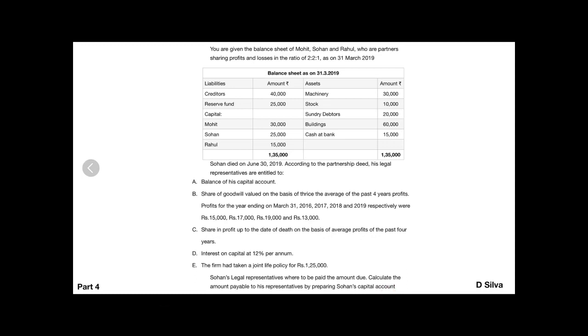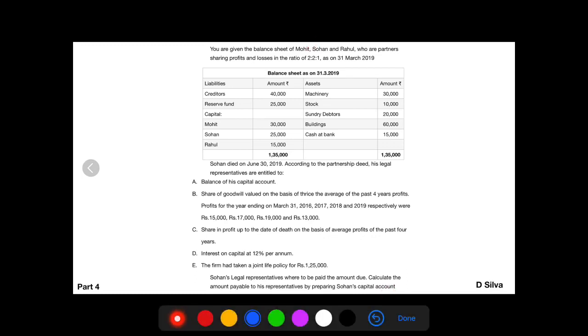From the question, we can understand that Sohan is the deceased partner. His share is based on the profit sharing ratio, which is 2 by 5. The intervening period is calculated as the time from the date of the balance sheet up to the date of death. So starting from April, May, June, we are going to get 3 divided by 12.